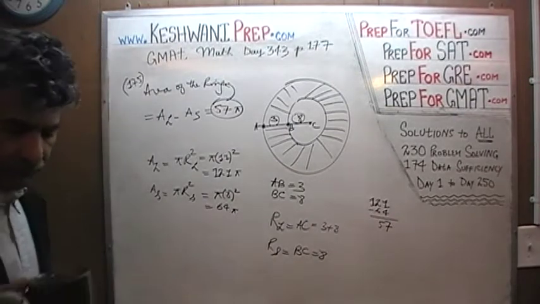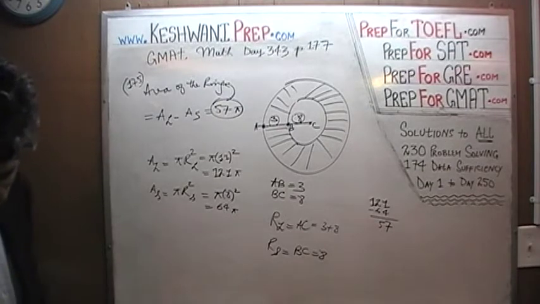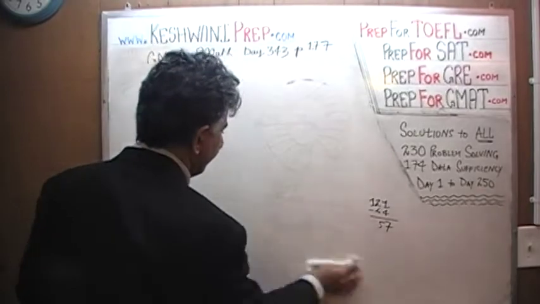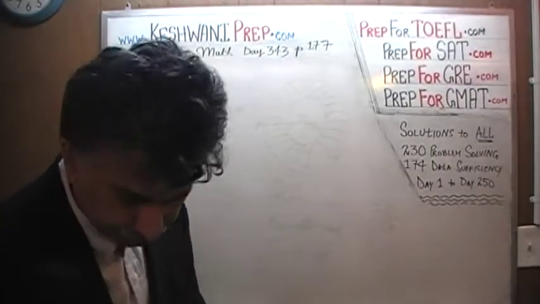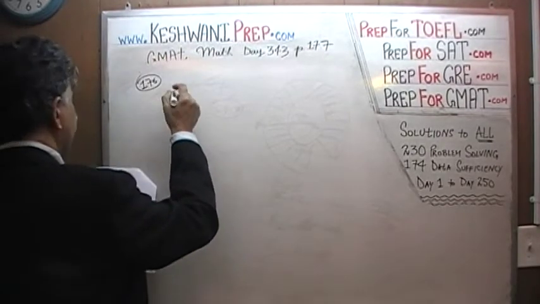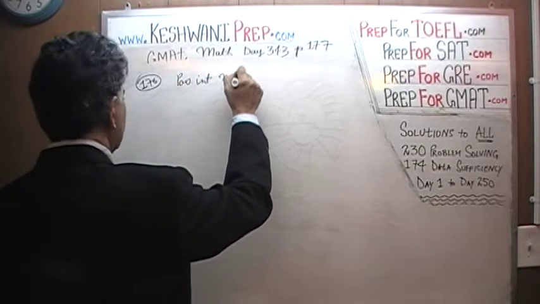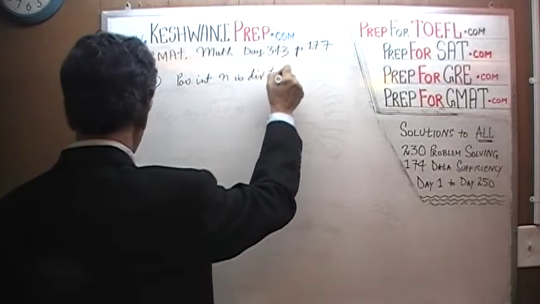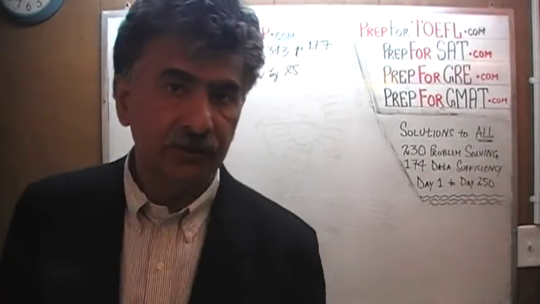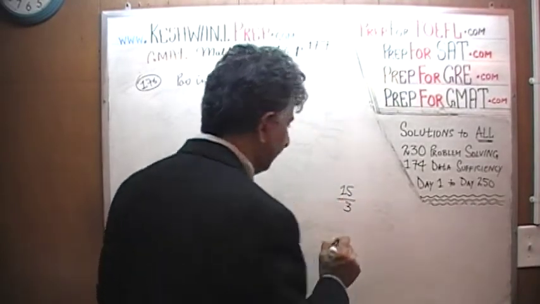Number 176. In 176, we are told that we have a positive integer n that is divisible by 25. Now, before we go any further, what does it mean when we are told that a number is divisible by some other number? If I tell you that 15 is divisible by 3, what does it mean?